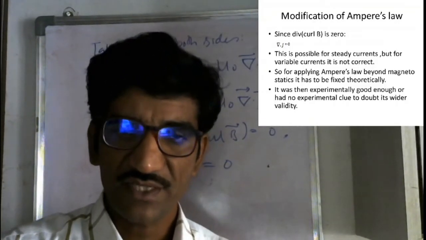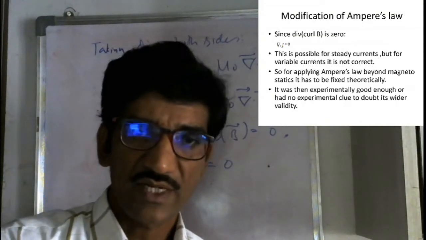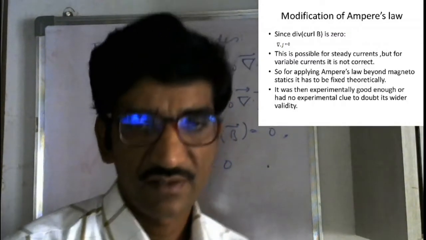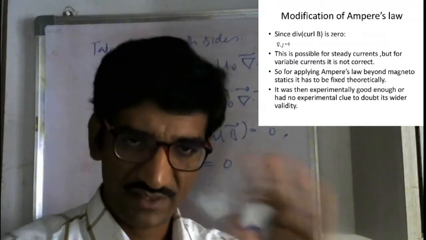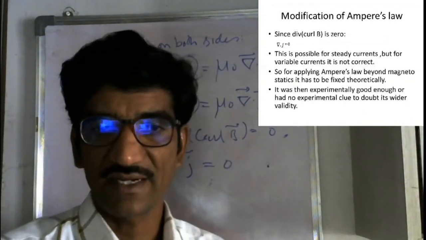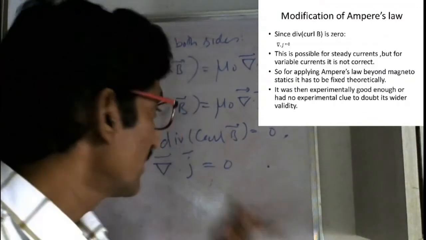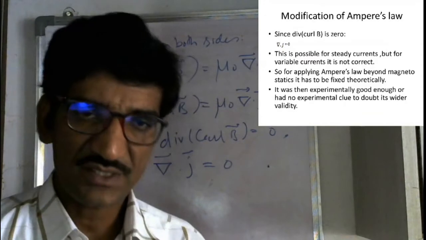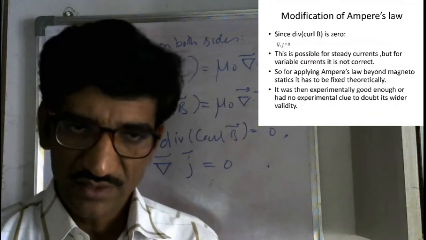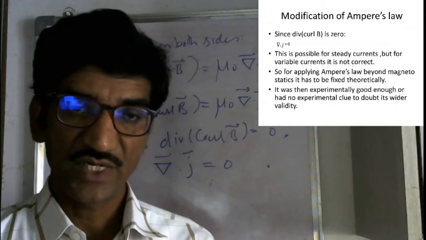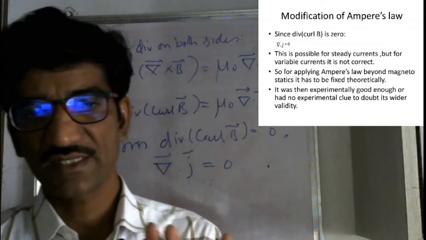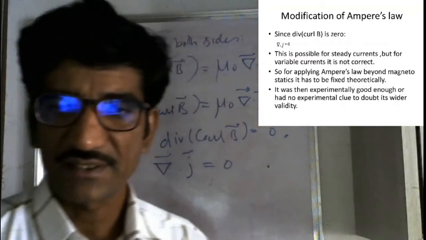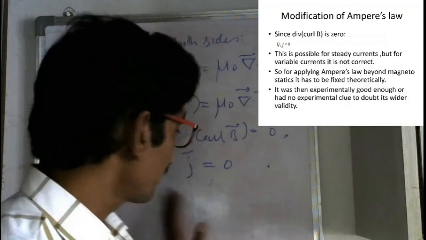So as long as you take steady currents, you have magnetostatics. Whenever you want to go out of magnetostatics, that means whenever you want to go for time varying magnetic fields, then you have to choose time varying currents. Whenever you are choosing time varying currents, this is not correct. So beyond magnetostatics, your Ampere's law does not work. That is the flaw. Whenever you want to go outside of magnetostatics, this will not give you the correct results. This we are observing from this equation.